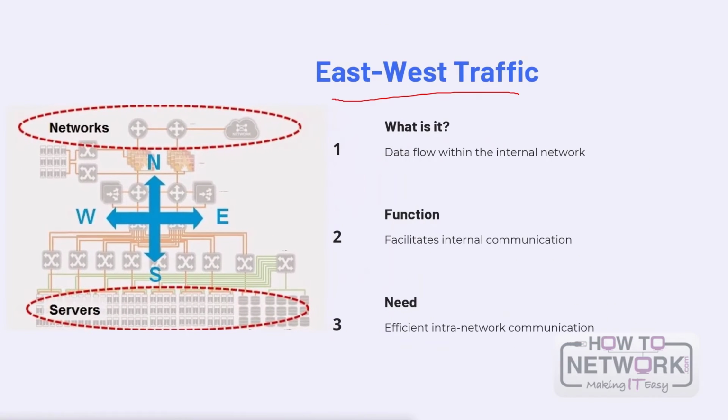And the other type of traffic is the east-west traffic. So the east-west traffic refers to the data flow that occurs, this one, right, within the internal network, connecting different devices and systems within the same organization. This type of traffic is important for efficient communication and collaboration within the organization. Think of it as an internal communication of the network, enabling users to share files, access applications, and collaborate on projects seamlessly.